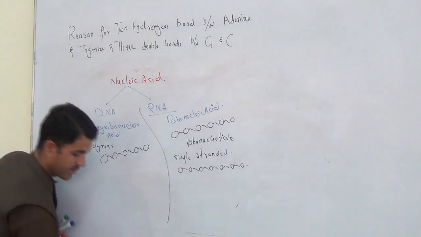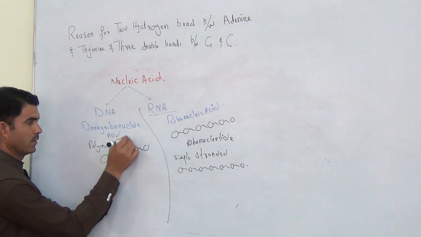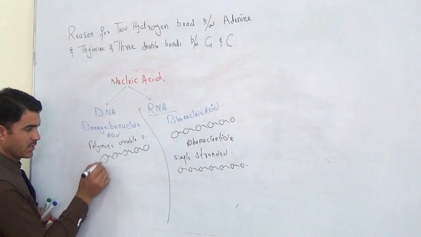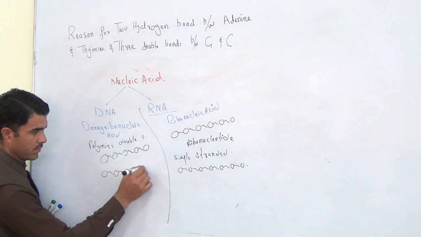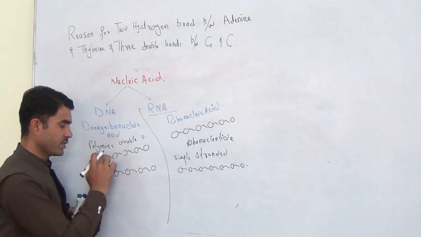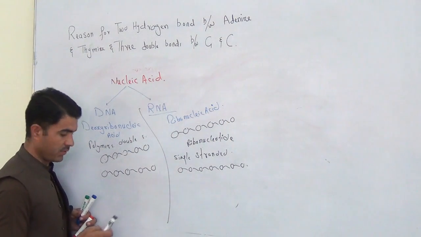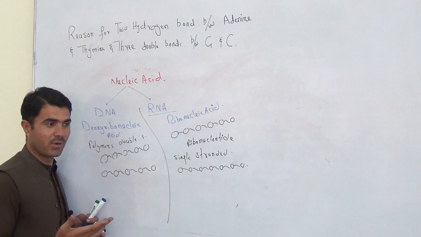It is double-stranded. Here, double-stranded means this is one strand, and here another strand. So two-stranded. If these are two-stranded, they must be attached with one another. You just don't worry. This is not the structure I'm going to tell you about the DNA.